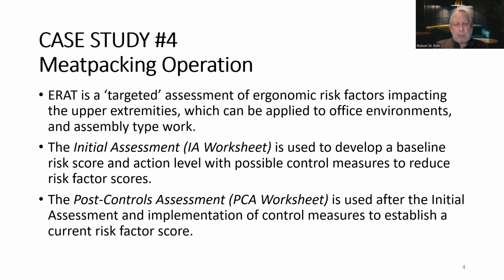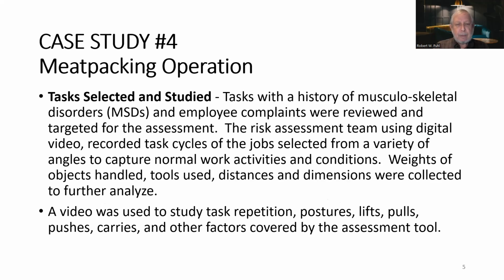The initial assessment worksheet is used to develop a baseline risk score and action level with possible control measures to reduce risk factor scores. So the baseline means, okay, that's what they're doing. Now let's take a look at it and score it the way it's being done right now. The post-controls assessment worksheet is used after the initial assessment and implementation of control measures to establish current risk factor scores. So you go ahead, do the initial assessment, look at it, pick out what you want to do, assess it further, do a risk matrix, look at the hierarchy of controls, apply some controls, and then you want to do assessment again. And that's a very logical progression.